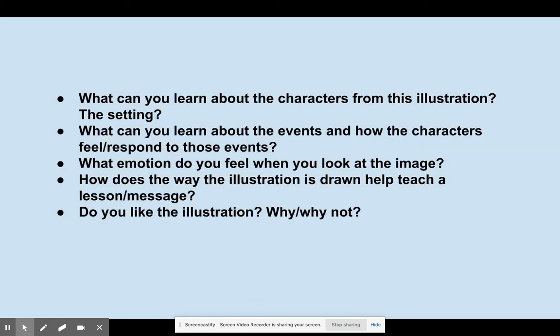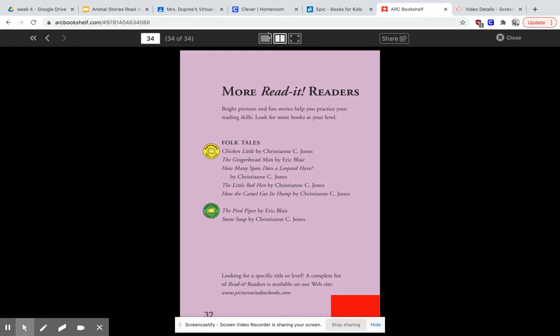So we're going to look at Chicken Little again, and we're going to think about these questions when we review over Chicken Little real quick. It says, what can you learn about the characters from this illustration? The setting. What can you learn about the events and how the characters feel and respond to those events? What emotion do you feel when you look at the image? How does the way the illustration is drawn help teach a message or a lesson? And do you like the illustration? Why or why not? Okay, so let's look at our story real quick.